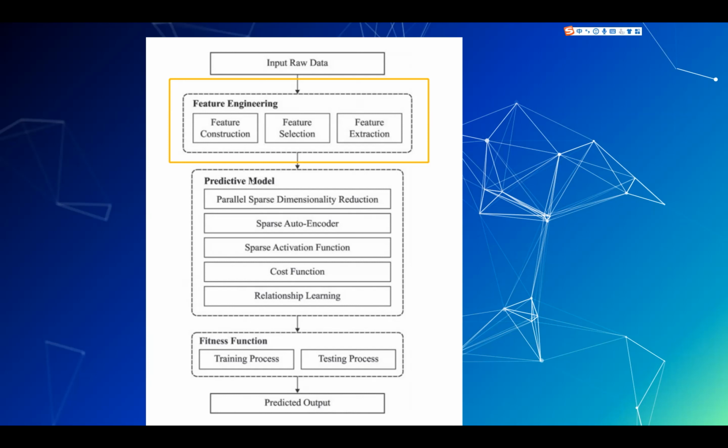The first step is feature engineering. Please focus on the orange box. There are 3 processes in the feature engineering, but the most significant is the feature selection, which uses SVDD to extract or normalize the features.